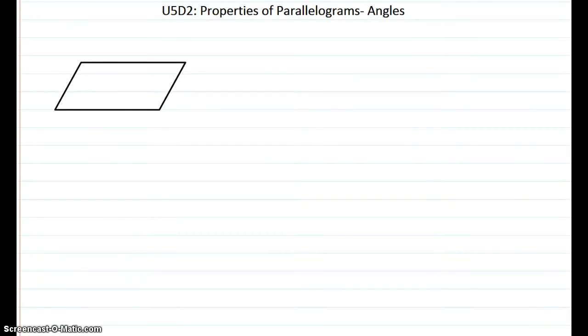Alright, the next thing we're going to learn is the properties of parallelograms, talking about their angles. And so in this parallelogram, A, B, C, D, what we're going to look at today is the opposite angles, so A and C. So angle A is congruent to angle C, and also B and D are also congruent.